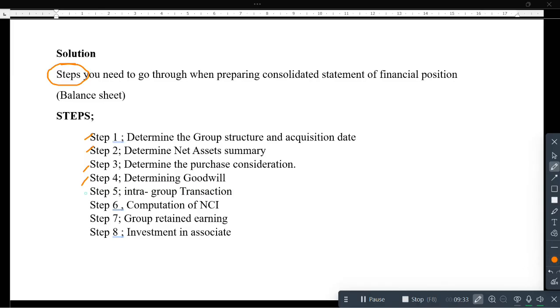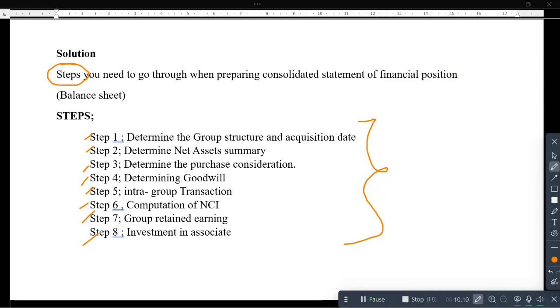Then we have computation of NCI. This is non-controlling interest. We shall try to do that. Then we shall look at step 7, where we look at group retained earnings. After, we need to calculate or determine investment in associate using IAS 28. The moment we go through all these steps, we shall be able to start our consolidation, whereby we shall start combining the items, that is assets, liabilities, and equity of the parent company and the subsidiary after we shall have completed our statement of financial position.